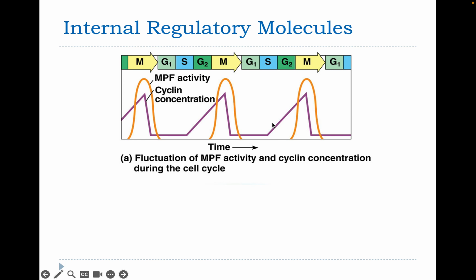All right, internal regulatory molecules also play an important role in regulating these checkpoints. If there's a fluctuation in a control regulatory molecule called MPF and cyclin, you can see how they change during the cell cycle. Both of these regulatory molecules surge in concentration during the mitotic phase.